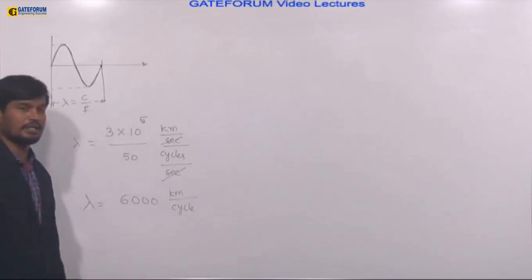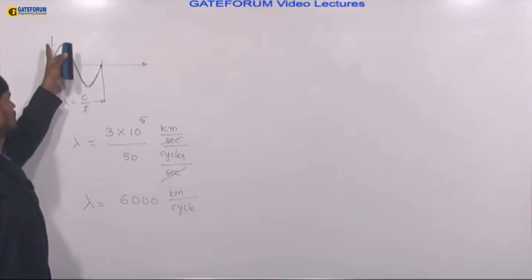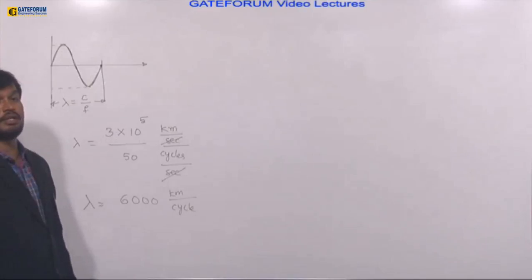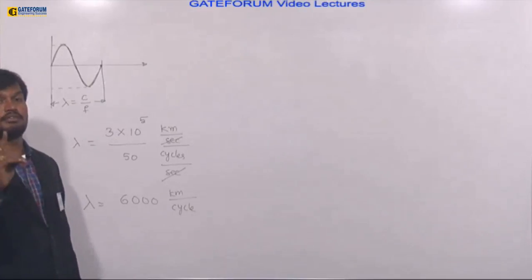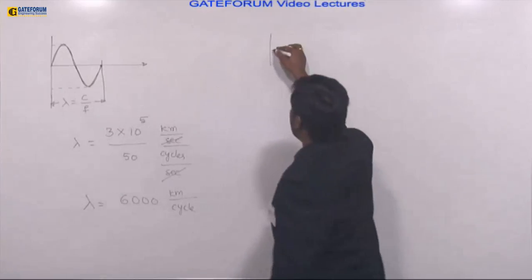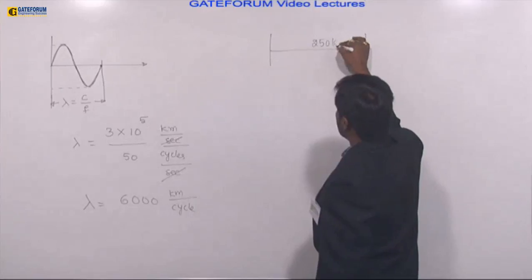6000 kilometers per cycle. That means for one complete waveform or complete cycle, the wave is traveling 6000 kilometers. It is covering 6000 kilometers for a full cycle, but physically the actual length of transmission lines is not more than 250 kilometers.